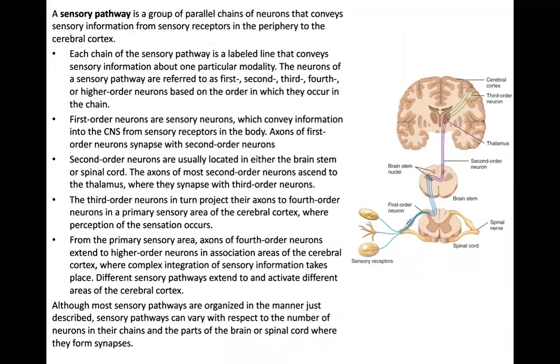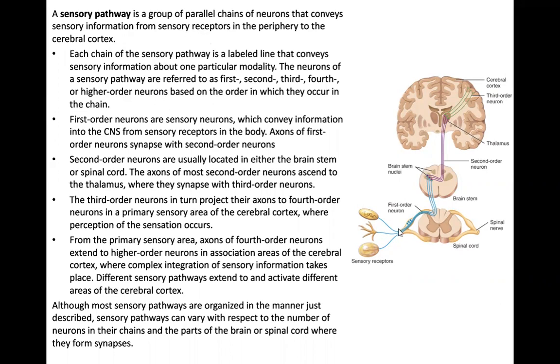Okay, switching gears now. We've actually kind of talked about this already, but a sensory pathway is a group of parallel chains of neurons that convey sensory information from sensory receptors in our periphery to the cerebral cortex. We called these labeled lines earlier. Each of these chains is a labeled line conveying sensory information about only one particular modality. The neurons that are part of a sensory pathway are referred to as first, second, third, fourth, or higher order neurons based on which number they are in the sequence or in the chain.